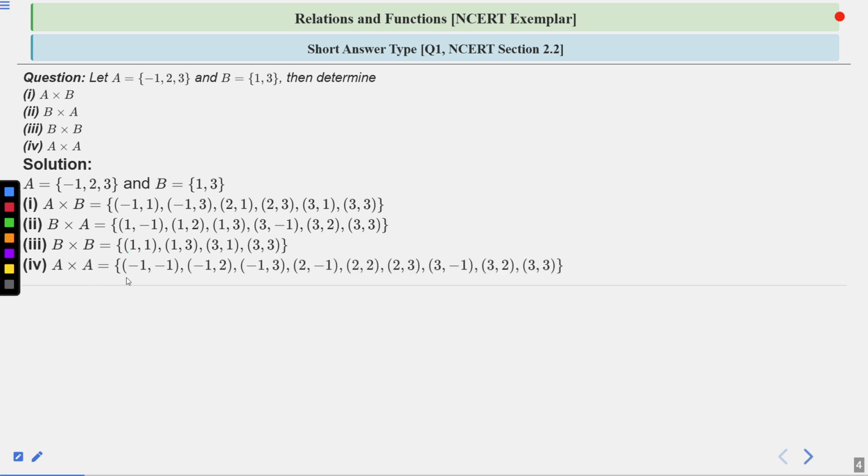Now for A cross A, you'll have 9 ordered pairs, with both positions filled by the set A elements: (-1, -1), (-1, 2), (-1, 3), (2, -1), (2, 2), (2, 3), (3, -1), (3, 2) and (3, 3). Clear?